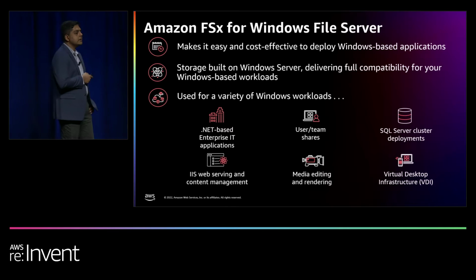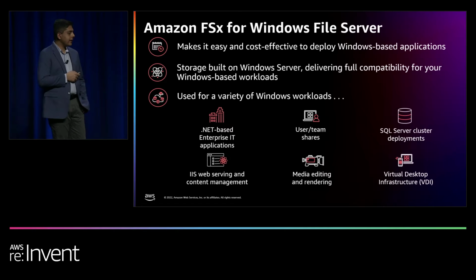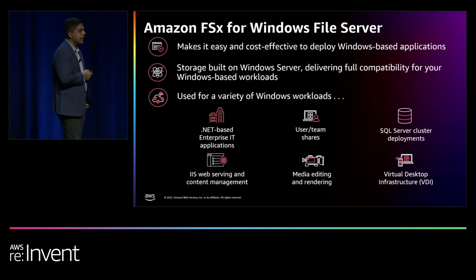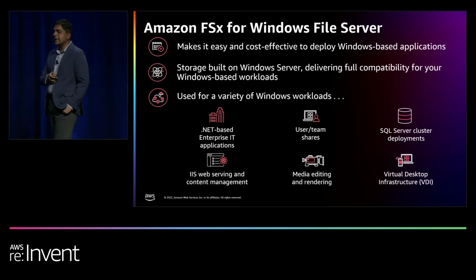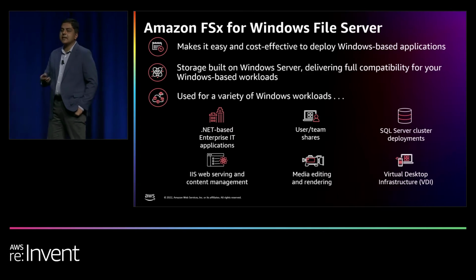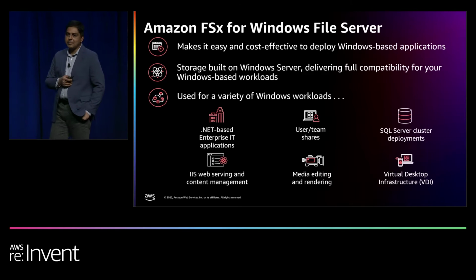We have customers using WorkSpaces instances on Amazon, AppStream 2.0 instances, VMware Cloud on AWS VMs, or even just plain EC2 instances, and then connecting them all to a shared file storage that stores user profiles, shared data, user shares, team shares, things like that. So it's really a pretty wide range of workloads that customers are using this service for. The key here is the drop-in compatibility for Windows applications.